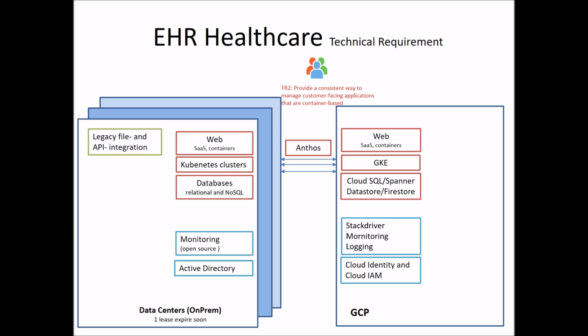2. Provide a consistent way to manage customer-facing applications that are container-based. What is special about this use case is that a Kubernetes cluster is actually being used in both the on-prem data center and GCP. So Anthos will be used to coordinate the two clusters together. Anthos is a new product of Google, and it will be widely used because in most cases the enterprise will not be migrated in a big bang. There will still be cases where clusters are running in two environments, and therefore Anthos is needed. Questions about Anthos will be in the exam, so please read the documentation about that.